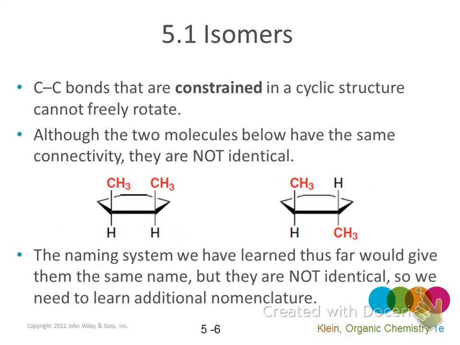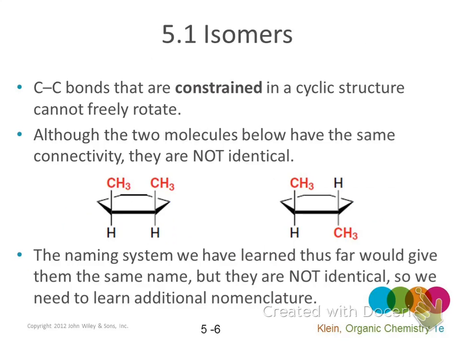so it would be 1,2-dimethylcyclohexane. Both of them would have that name. So if that was nomenclature, that would be bad. Simple as that. So what you have to do is come up with a system for naming these. And there's actually a couple of different systems that could be used for this. But the simplest one is either cis or trans.